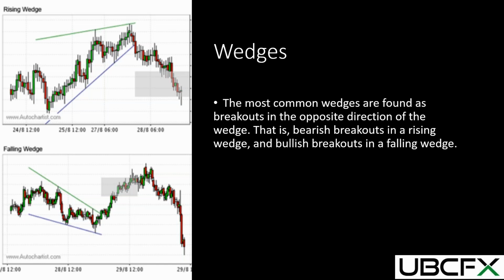And the most common, like wedges or triangles, are found when breakouts are in the opposite direction. So there is a bearish breakout in a rising wedge and a bullish breakout in a falling wedge.